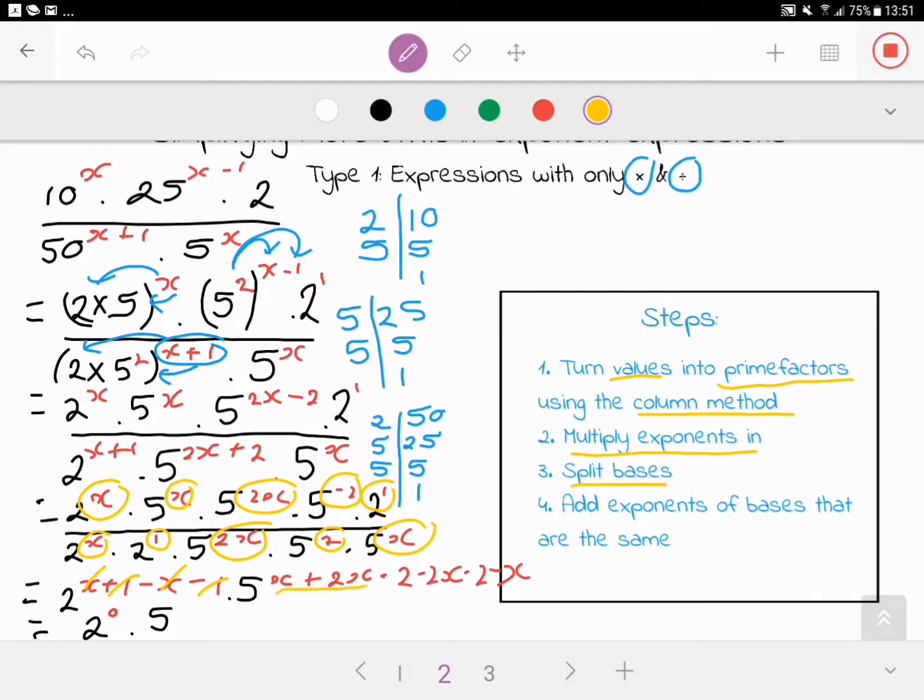Then with the 5, we're going to say x plus 2x is equal to 3x minus 2x is equal to 1x. And then minus that x is just going to be equal to 0. Then we add the values, so it's minus 2 minus 2, which is going to be 5 to the power of minus 4. And because that exponent is negative, it needs to go to the bottom. So our 2 to the power of 0 becomes 1. And then at the bottom, it would be 5 to the power of positive 4. And that is our ending answer.